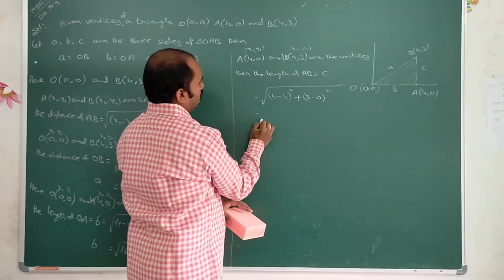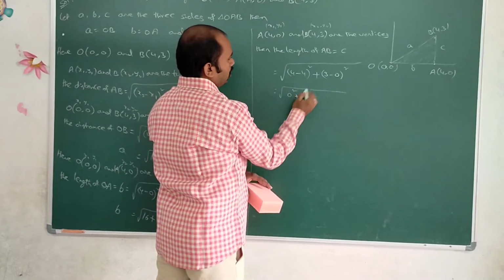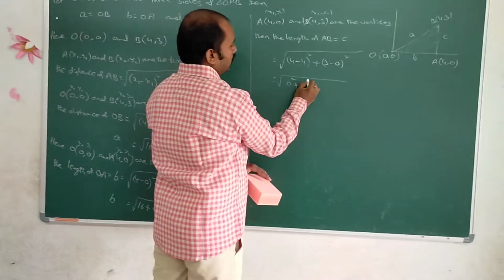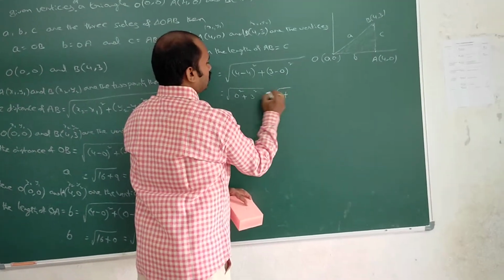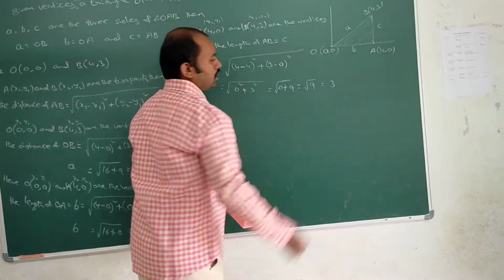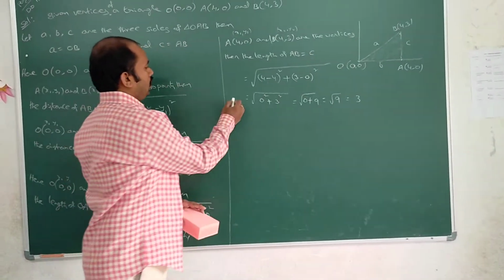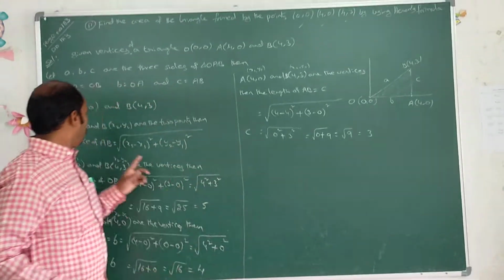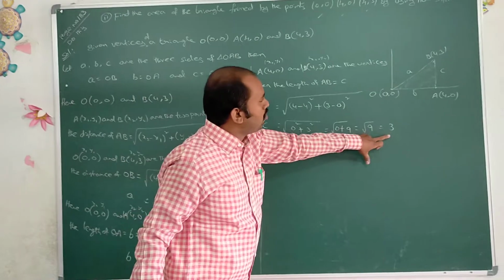Now simplification. That is equal to square root of 4 minus 4, 0 square, plus 3 minus 0, 3 square. Now simplification: 0 square means 0 plus 3 square means 9. That is equal to root of 9. That value is 3. C value is 3. So already A value we got, B value also, and finally C value also.